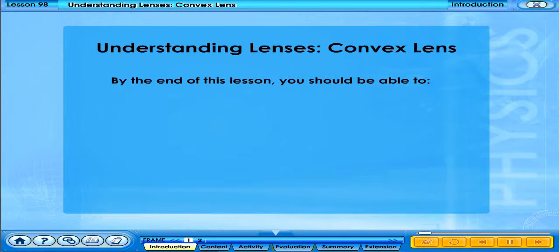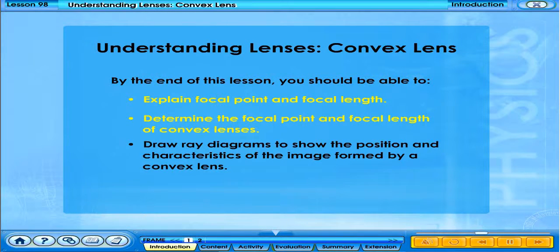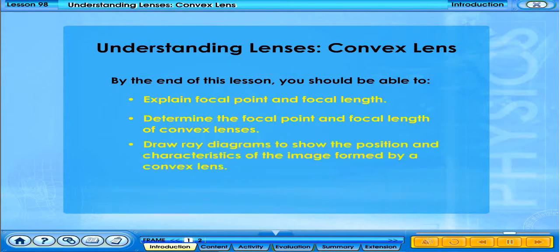By the end of this lesson, you should be able to explain focal point and focal length, determine the focal point and focal length of convex lenses, and draw ray diagrams to show the position and characteristics of the image formed by a convex lens.